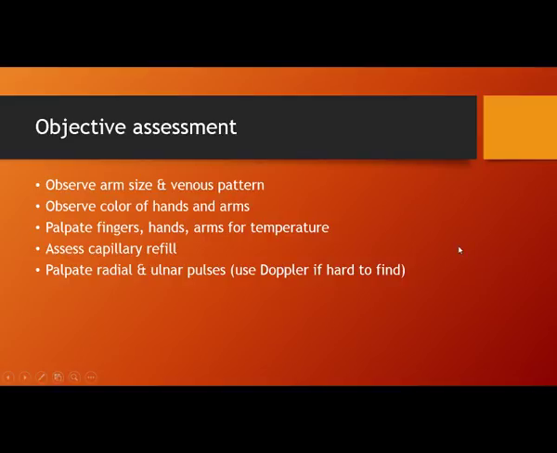Then palpate radial and ulnar pulses. If you can't palpate them, one option is to get a Doppler. If you don't palpate either one, why then you want to know where is the last. Maybe it's a person that actually does have a problem with circulation and you can't find a radial or an ulnar pulse. Well, go up a level. How about a brachial? Do they have a brachial pulse?